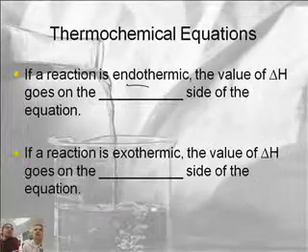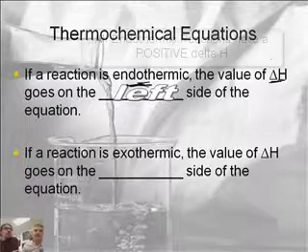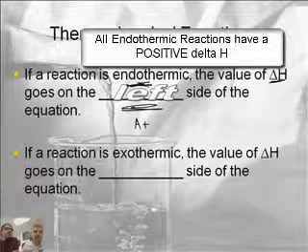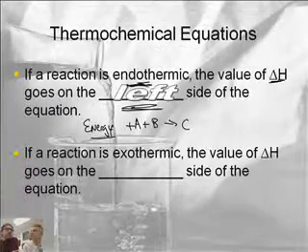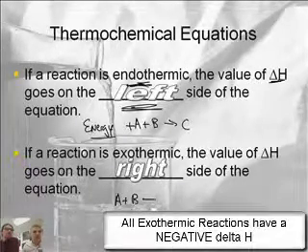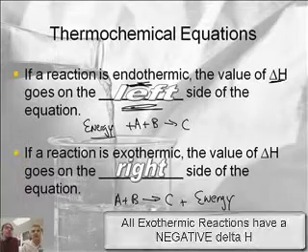Just a little review. If a reaction is endothermic, the value of delta H goes on the left side of the equation, the reactant side. So if I've got A plus B makes C, the energy would go on the left side for endothermic reactions. The reverse is true for exothermic reactions. If A plus B turns into C and energy is produced, it's on the right side, the product side. Stuff we talked about before, but good review.